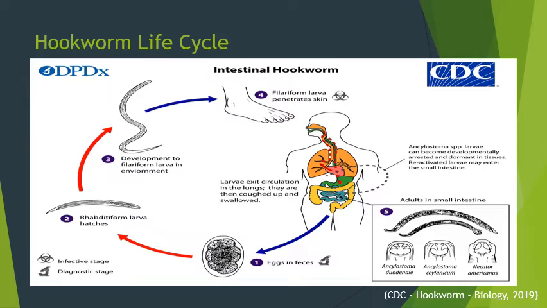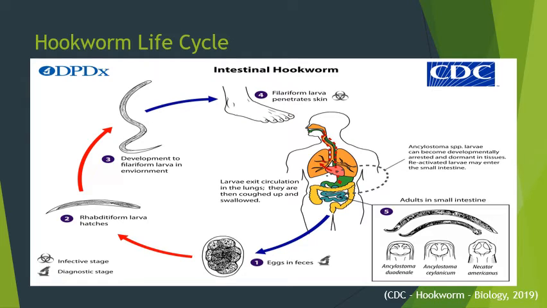These released larvae grow in the feces and/or soil, and after 5 to 10 days, they molt and become filariform, which is the third stage and infective at this stage. The infective larvae can survive for 3 to 4 weeks in favorable environmental conditions.